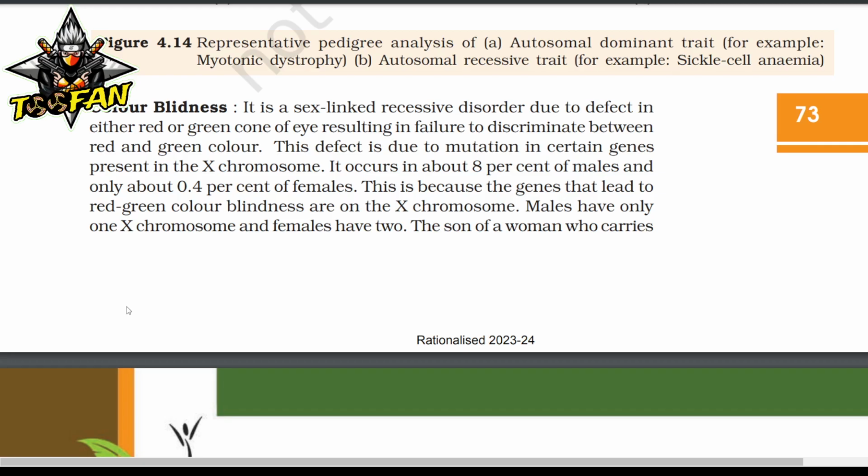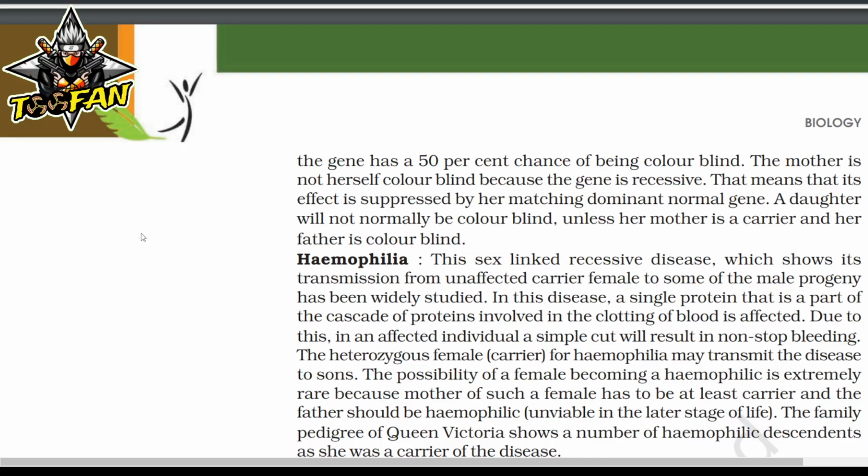The son of a woman who carries the gene has a 50% chance of being colorblind. The mother is not herself colorblind because the gene is recessive. That means its effect is suppressed by her matching dominant normal gene. A daughter will not normally be colorblind unless her mother is a carrier and her father is colorblind.